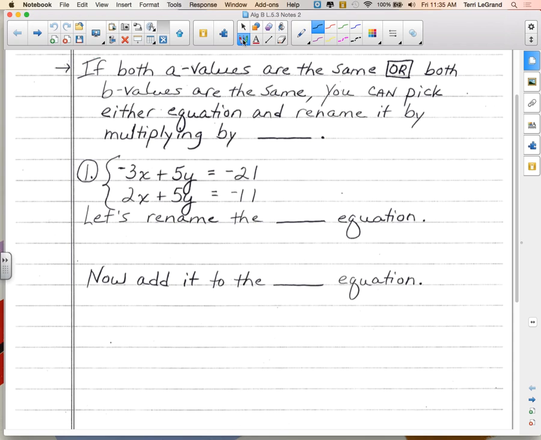No. Well, then there's no opposites either. The A's are not opposites, the B's are not opposites. What do you think we could do? It says you can pick either equation and rename it by multiplying by something.